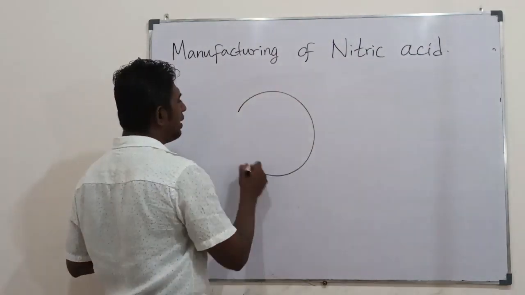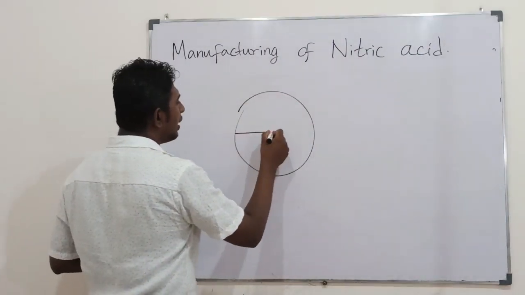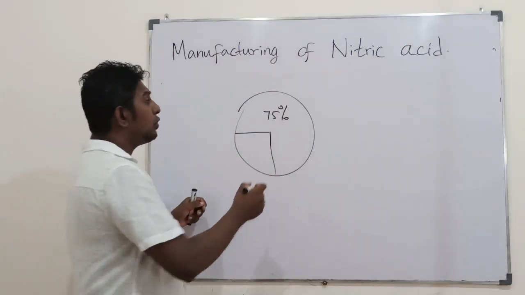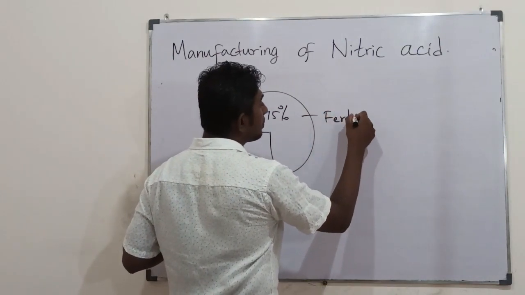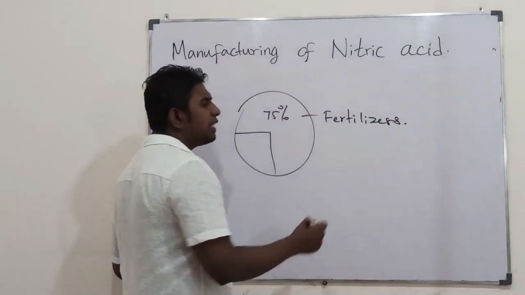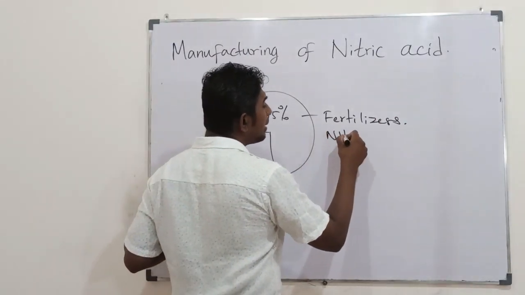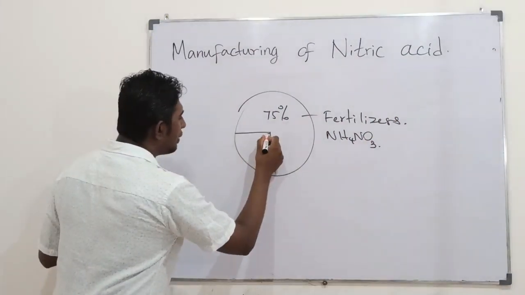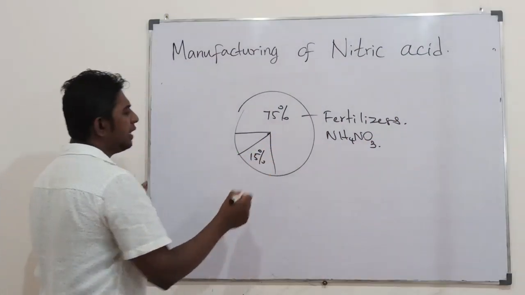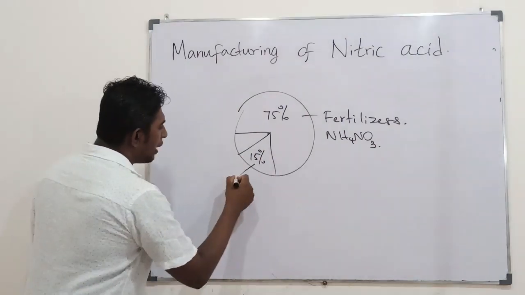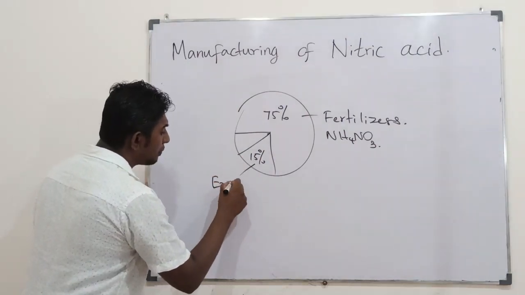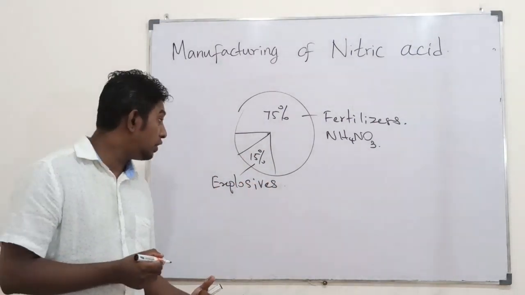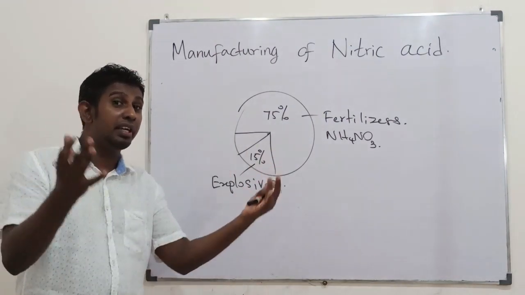Students, when you check nitric acid manufacturing, 75% of the manufactured nitric acid is used to manufacture fertilizers. Which fertilizers? Ammonium nitrate fertilizers. Then of the remaining 25%, 15% is used to manufacture explosives.